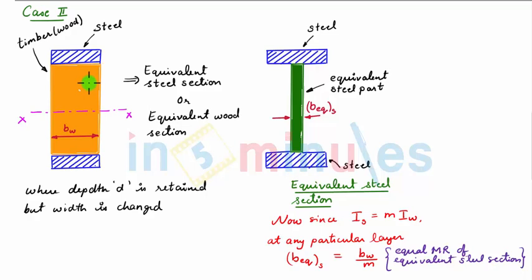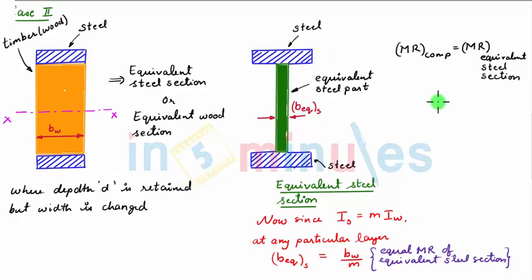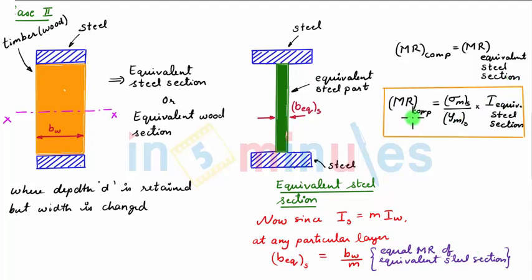So now the moment of resistance of this equivalent steel section, which is also equal to the moment of resistance of this total composite section, will be given as: moment of resistance of composite section is equal to moment of resistance of equivalent steel section, and this is equal to sigma max of steel upon y max of steel into I of equivalent steel section. So we use this relation to determine the moment of resistance of the composite section when the centroidal axis of each of the sections does not pass through the centroidal axis of the total composite section. So let this equation be equation 5.